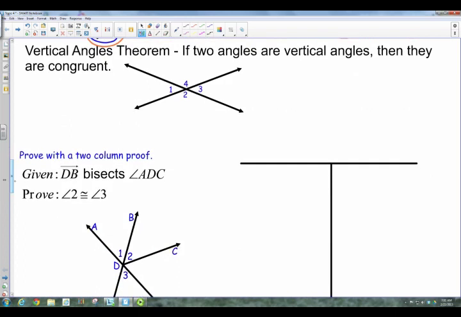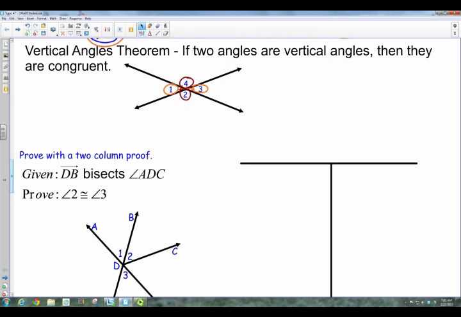Now, the other type of theorem that we're going to look at is what's called the vertical angles theorem, and this may be something you guys have heard about before. Vertical angles are angles that are directly across from each other, and in this it says vertical angles are congruent. So if you think about angle 1 and angle 3, those are directly across from each other. They are congruent. Angle 4, angle 2, those are congruent.